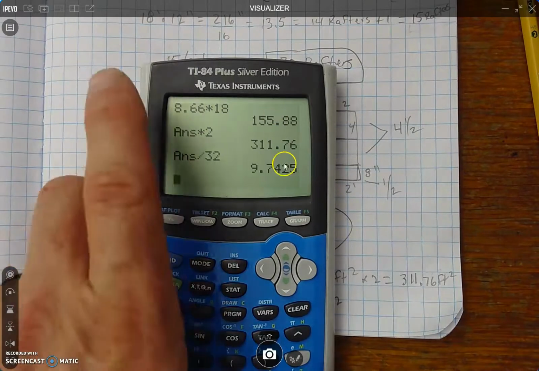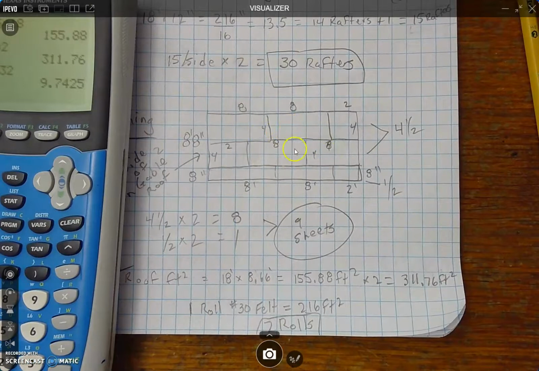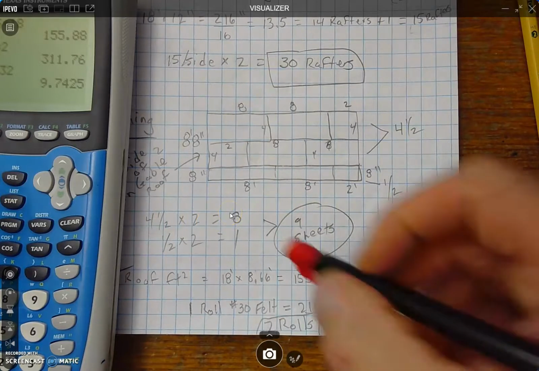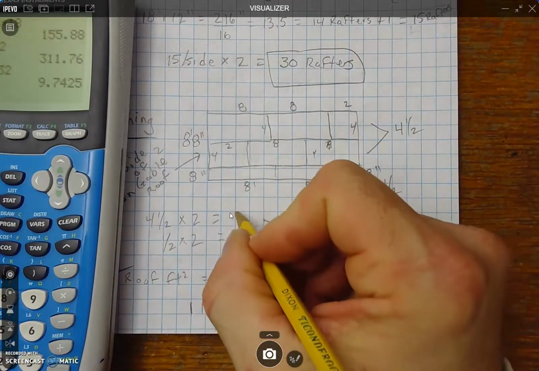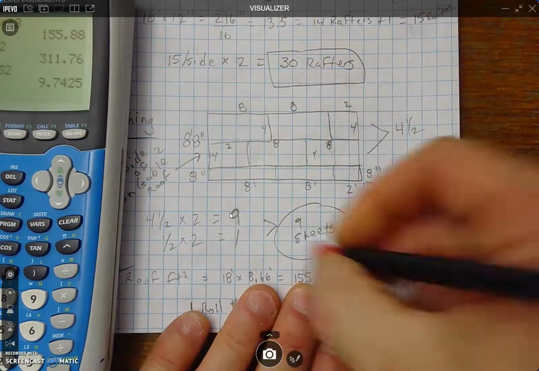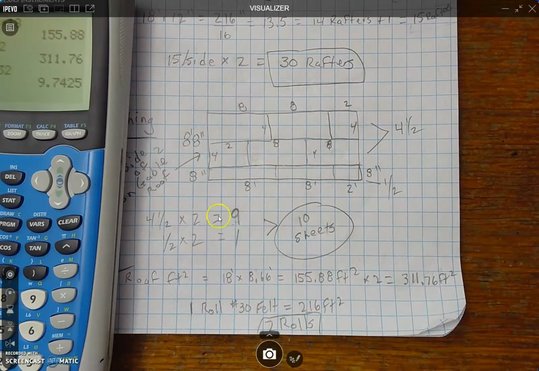Did I do something wrong? Let me look here. I get 1, 2, 3, 4 and a half. And this looks like it'd be a half. So I would need 5. Oh, I did. This 4.5 times 2 is not 8, it's 9. I'm not very smart sometimes. And remember, I told you, so I had it right, I just did some simple math wrong.